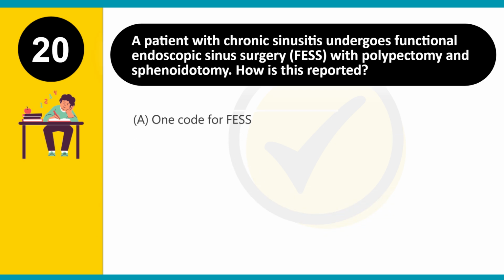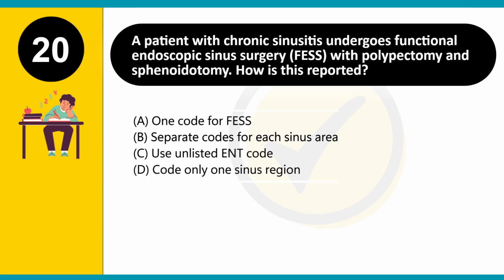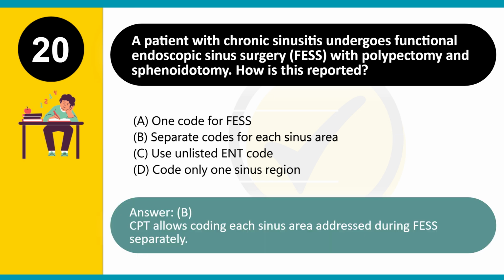A patient with chronic sinusitis undergoes functional endoscopic sinus surgery, FESS, with polypectomy and sphenoidotomy. How is this reported? A. One code for FESS. B. Separate codes for each sinus area. C. Use unlisted ENT code. D. Code only one sinus region. Answer: B. CPT allows coding each sinus area addressed during FESS separately.